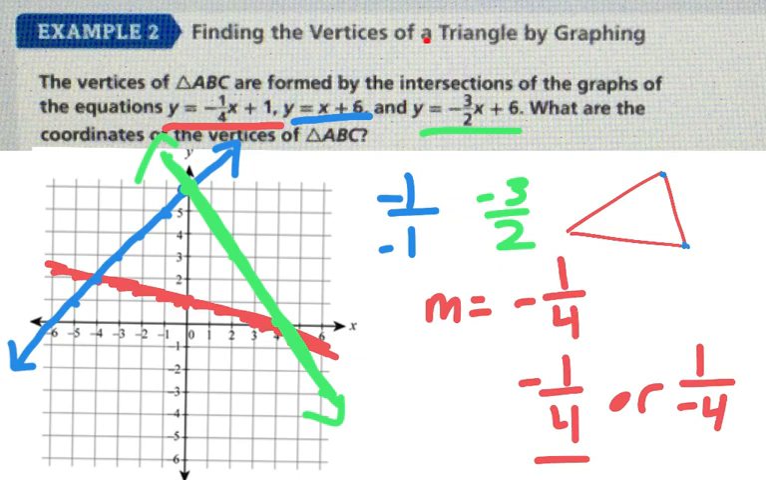Now if I want to find my vertices, I'm finding the 3 places where my lines intersect. So they intersect here, and there, and there. Those are my 3 vertices. They want to know the coordinates of these vertices. So let's start here. What are the coordinates of the intersection here? Like what's the ordered pair?